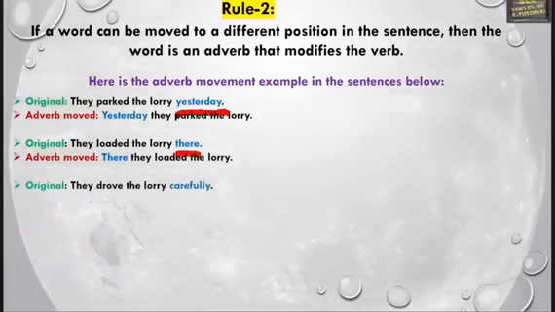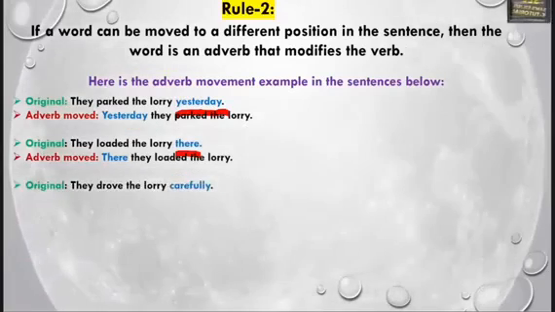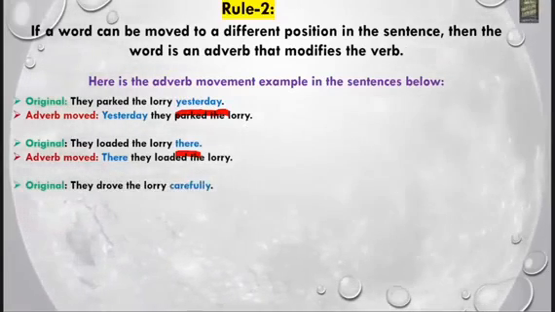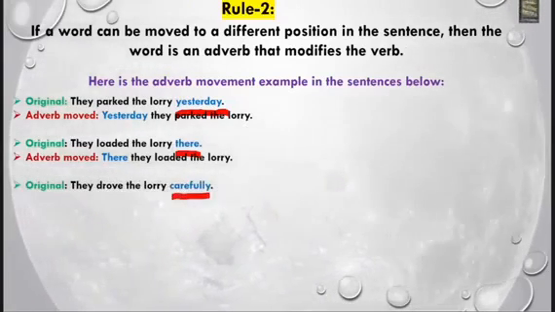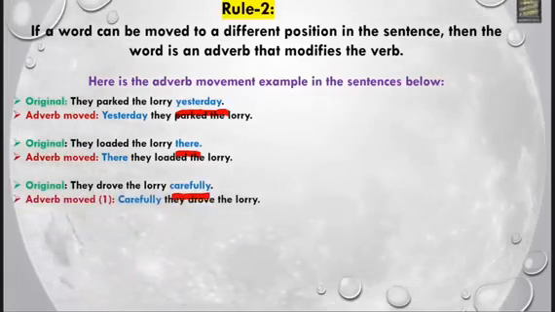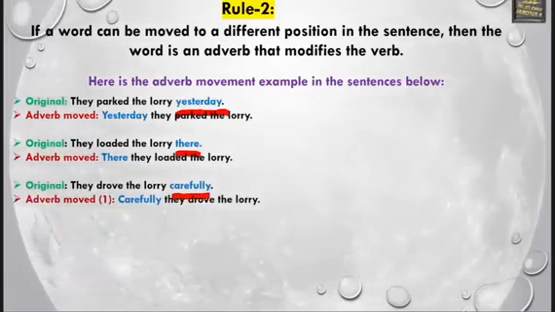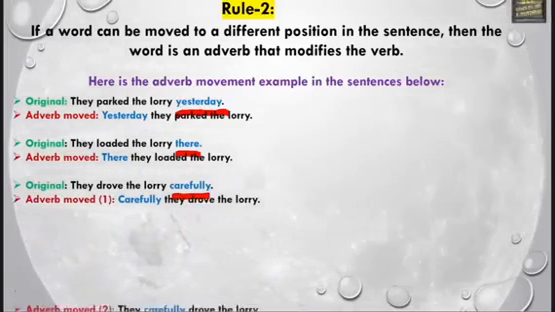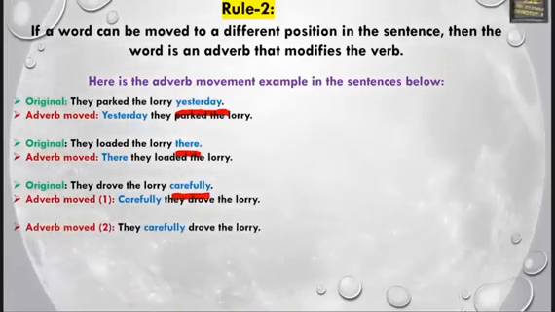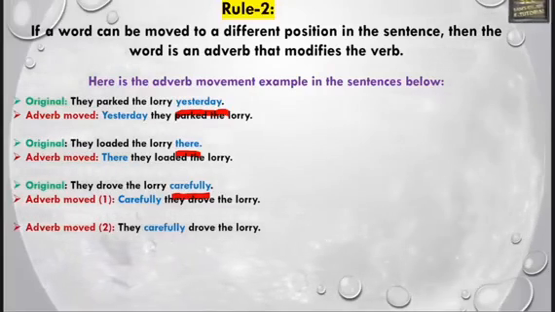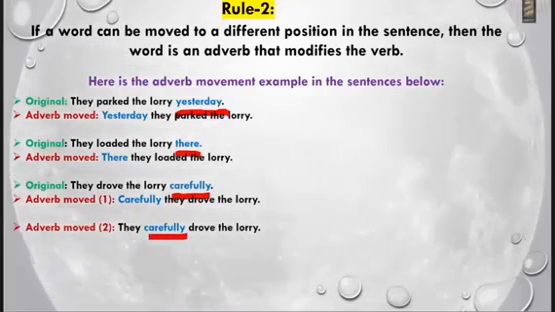The next one is carefully. They drove the lorry carefully. Can we move carefully? Yes, we can. If we move it, we're going to have something like this. Carefully they drove the lorry. So carefully has been moved to the initial position. And then the next example, they carefully drove the lorry. Carefully has been moved to the middle position of the sentence.